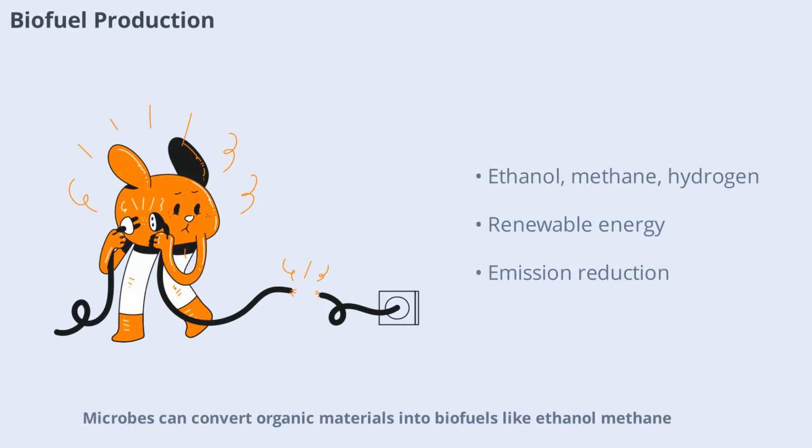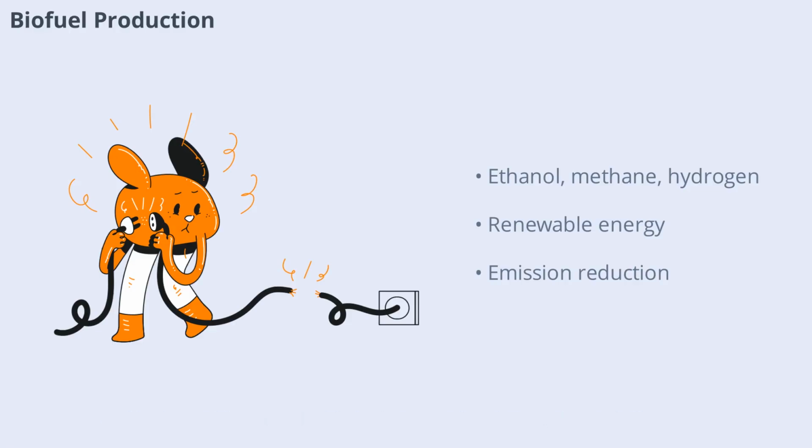Microbes can convert organic materials into biofuels like ethanol, methane, and hydrogen. These renewable fuels are produced through metabolic processes such as fermentation and anaerobic digestion. Biofuel production offers a sustainable alternative to fossil fuels and helps reduce greenhouse gas emissions.